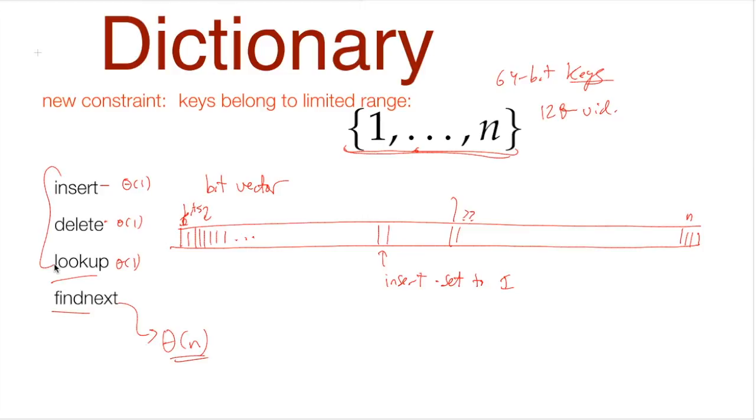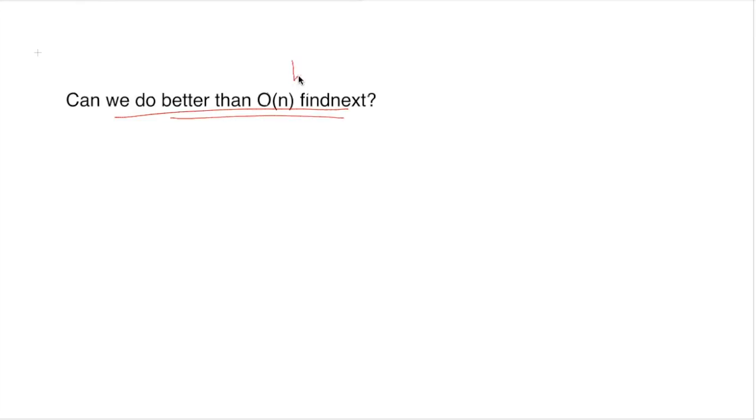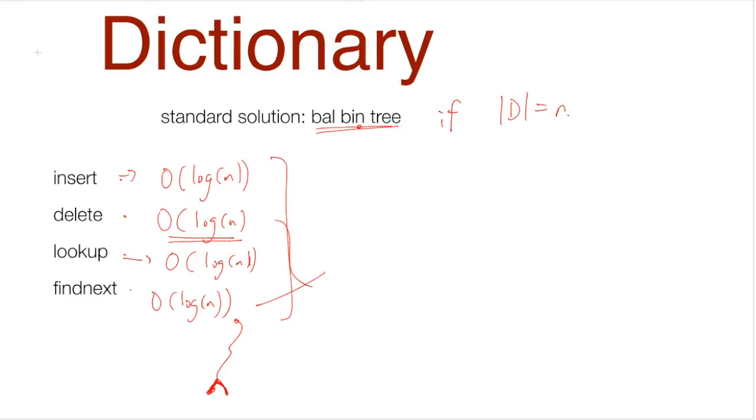What about find next? This, unfortunately, is still linear. So we can do all of these operations in order one time, but if I want to find the next bit that's set, okay, I start right here, I'm still going to have to scan bits until I find one bit that's set. So that's going to be the big question of today. How can we do better than a trivial bit vector on find next? What is the trade-off that we have right now?